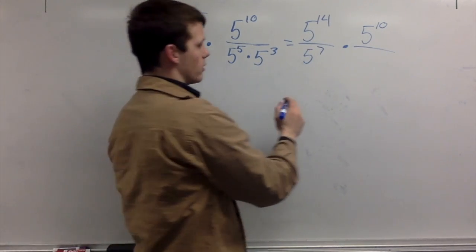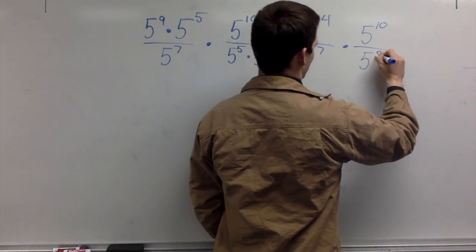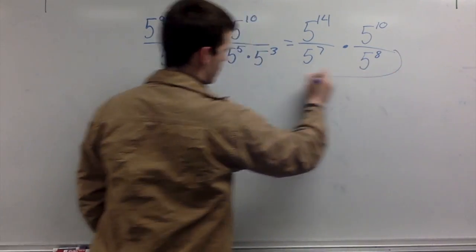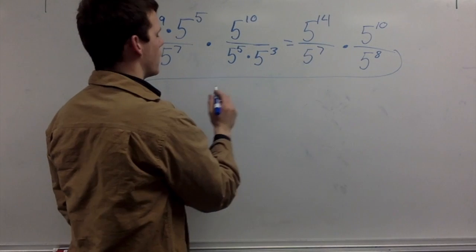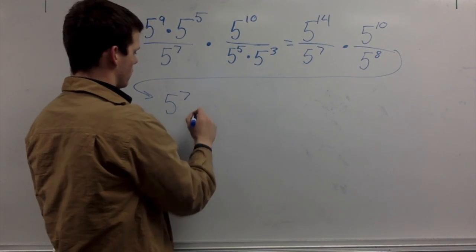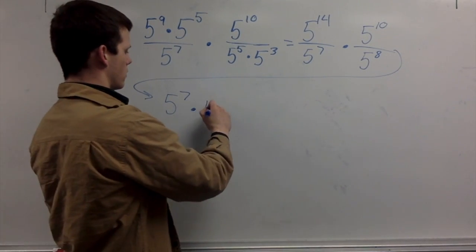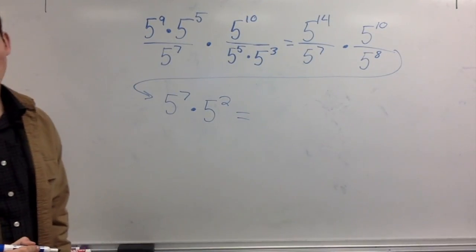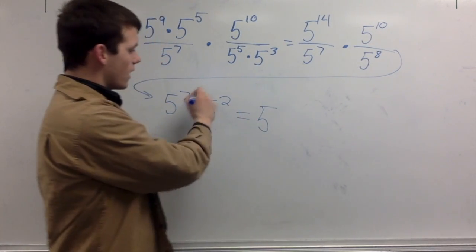So then we add our exponents. 5 to the 5 plus 3, 8. So now, I'm going to move this down here. We have 5 to the 14 over 5 to the 7. Subtract our exponents. 5 to the 10th over 5 to the 8th. 5 to the 2nd. So that now is equal to 5 to the 7th times 5 to the 2nd. 5 to the 9th.